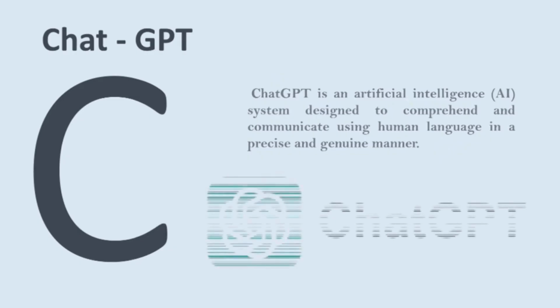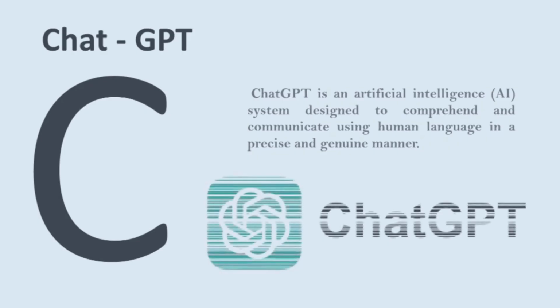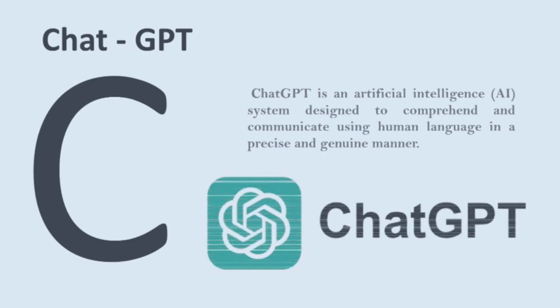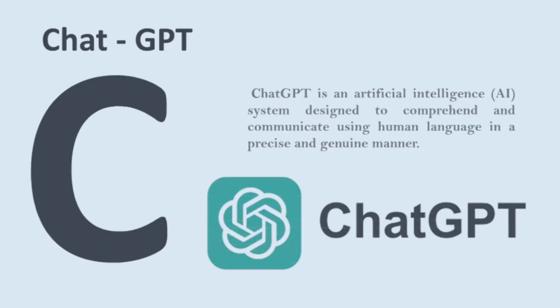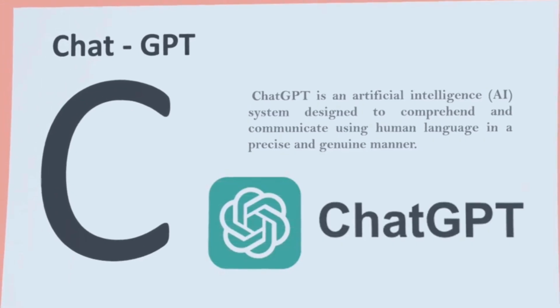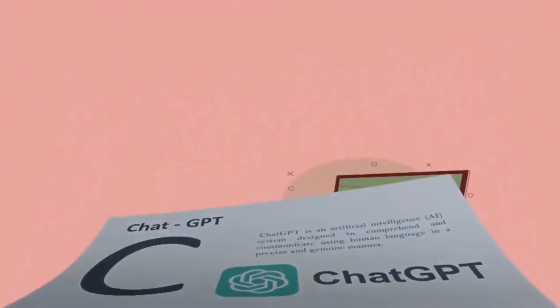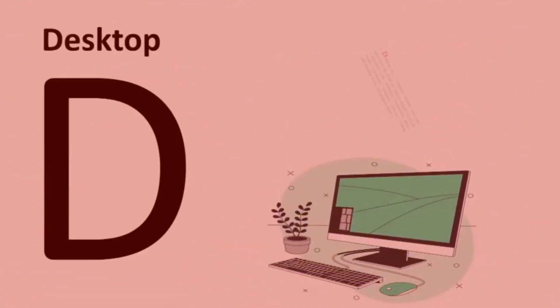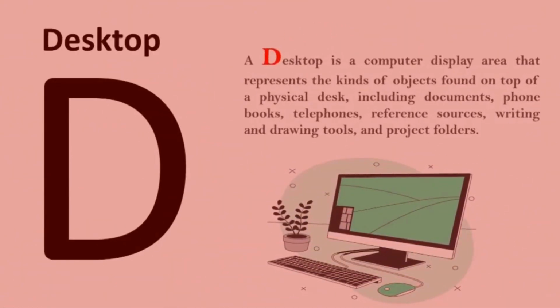This stands for ChatGPT. This is a popular artificial intelligence system designed to comprehend and communicate using human language in a genuine manner. It is a chatbot designed to help you work smarter, as it helps to make your life easier by providing answers to your questions in a swift manner. It can help you solve a lot of problems in your academics. Now let's go to the next alphabet, letter D.